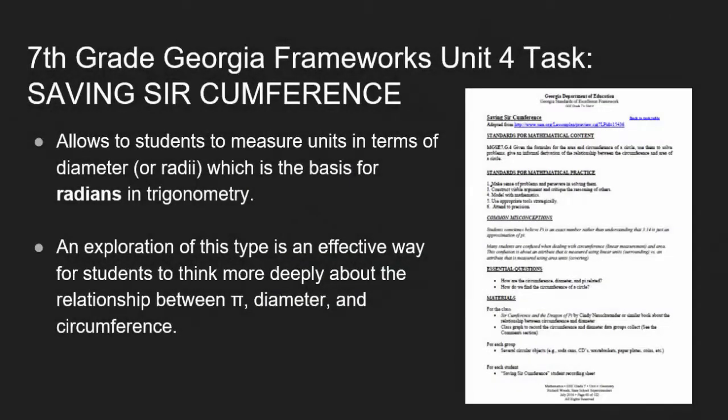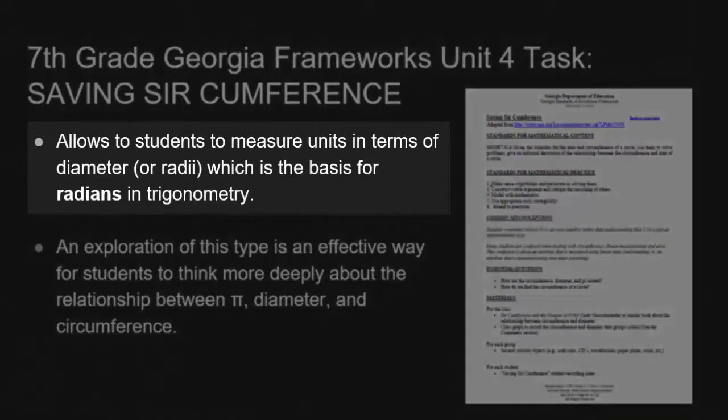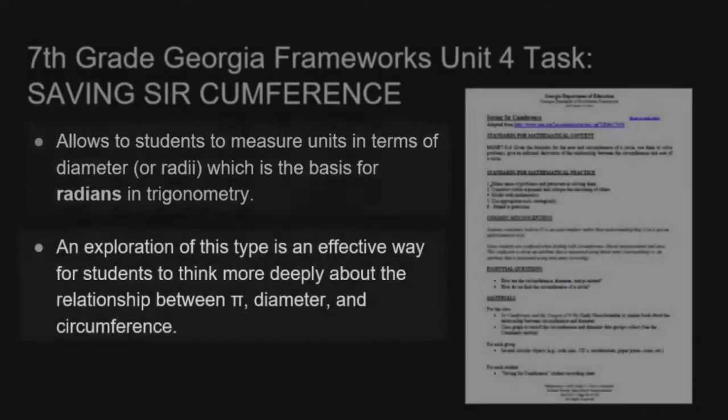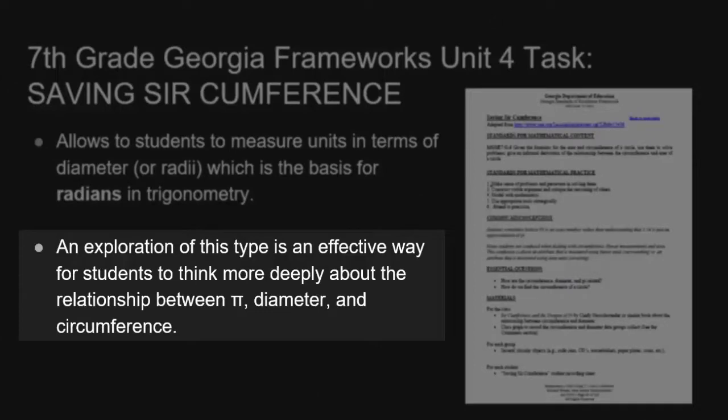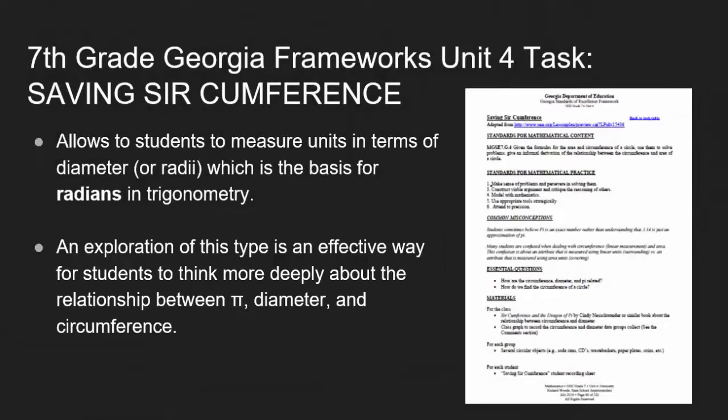Interestingly, in Unit 4 of the 7th grade Georgia frameworks, the task Saving Circumference introduced students to measuring units in terms of diameter or radii, which will become the basis for radian measure in trigonometry. Because the 7th grade task is an effective way for students to think more deeply about the relationship between pi, diameter, and circumference, it could be revisited for students who are struggling with the understanding of this relationship prior to having them address GC5 and the other high school standards which are dependent upon a foundational understanding of this relationship.